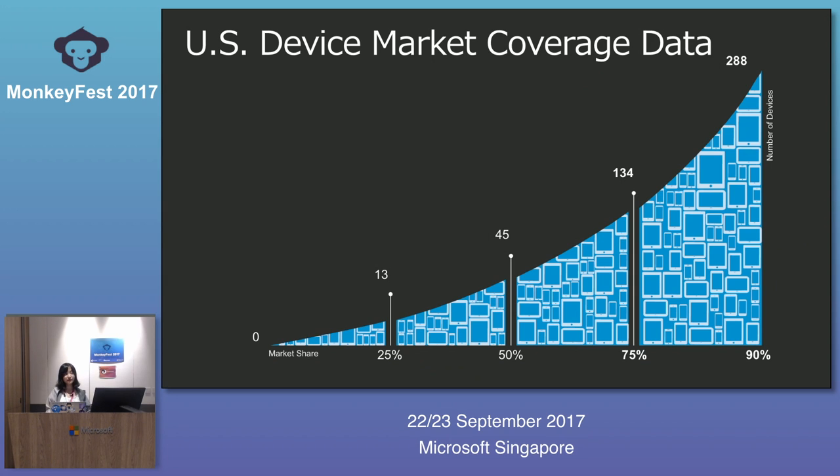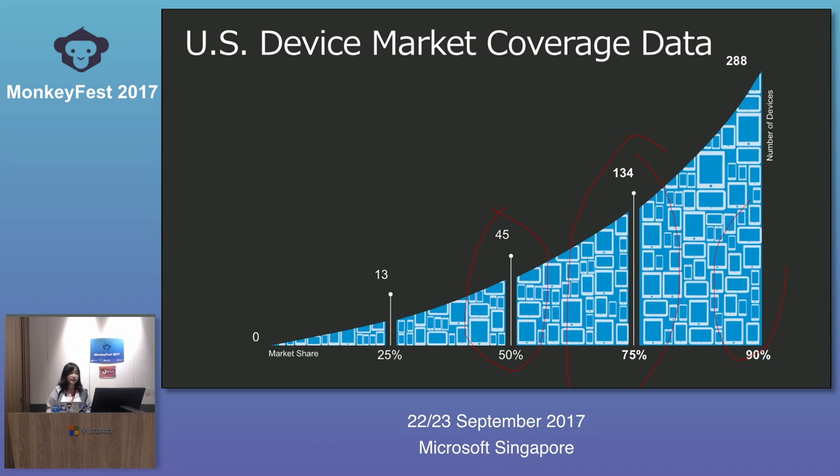This is from a survey by Xamarin. If you're only targeting the United States, how many devices will I need for 50% of the market? It's 45. So we have to buy 45 devices to cover 50% of the United States market. If you want to go to 75%, 134 devices will be needed. To get 90%, nearly 300 devices. It's extremely expensive.